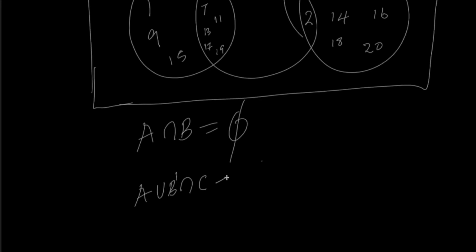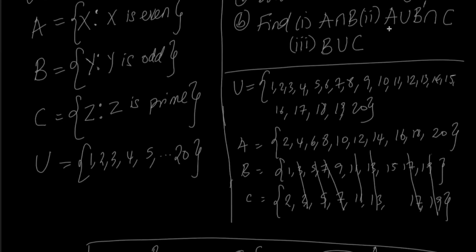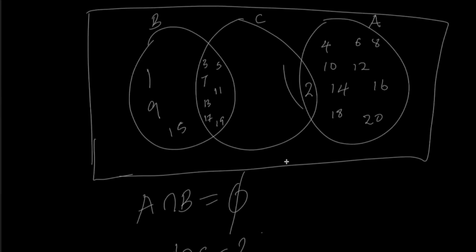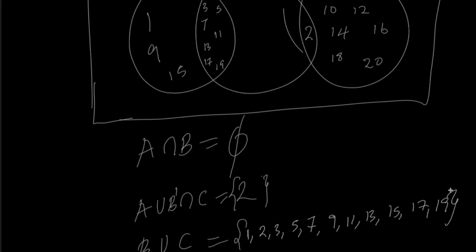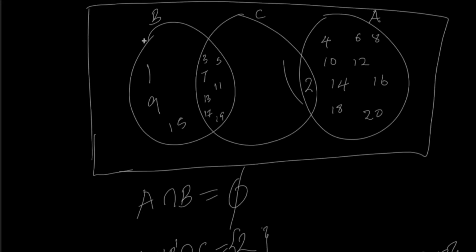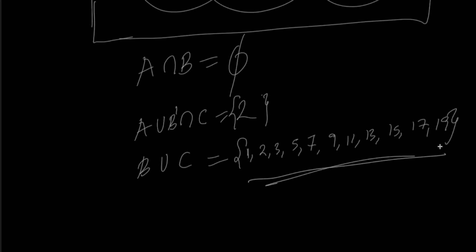So this is going to be 2. B union C, that is all this. That is everything within this place: 1, 2, 3, 5, 7, 9, 11, 13, 15, 17, 19. Hope this is understood. Thank you for viewing.